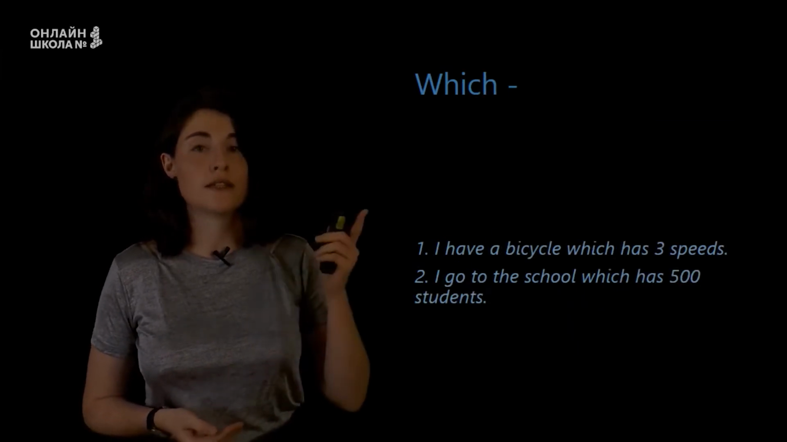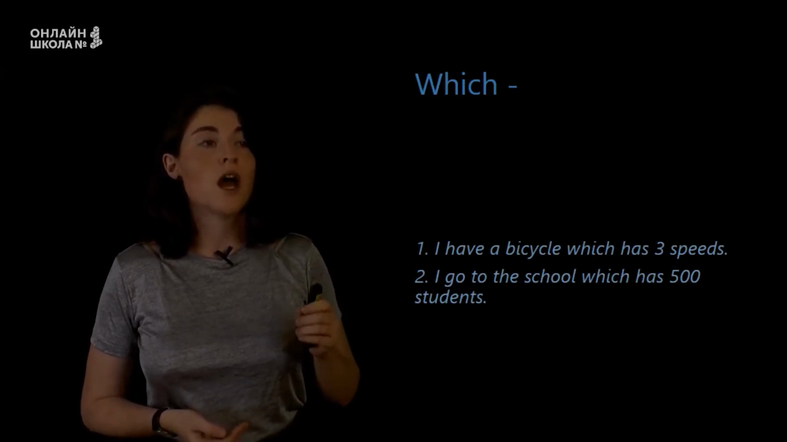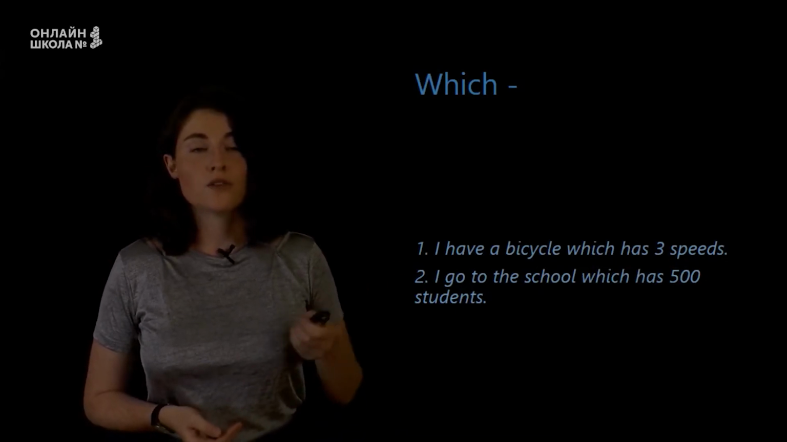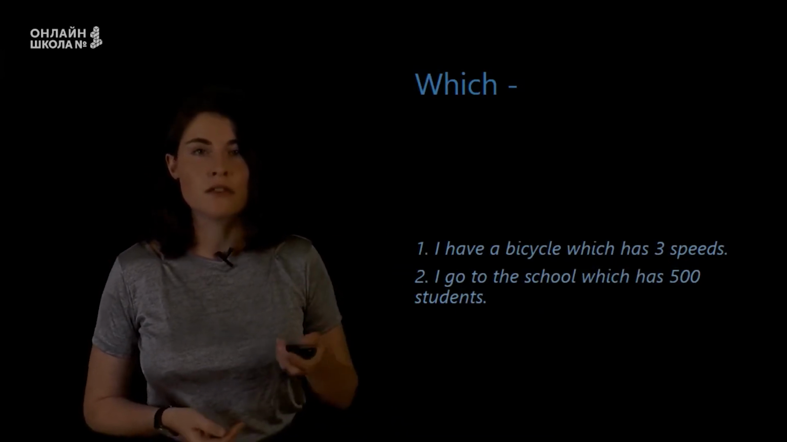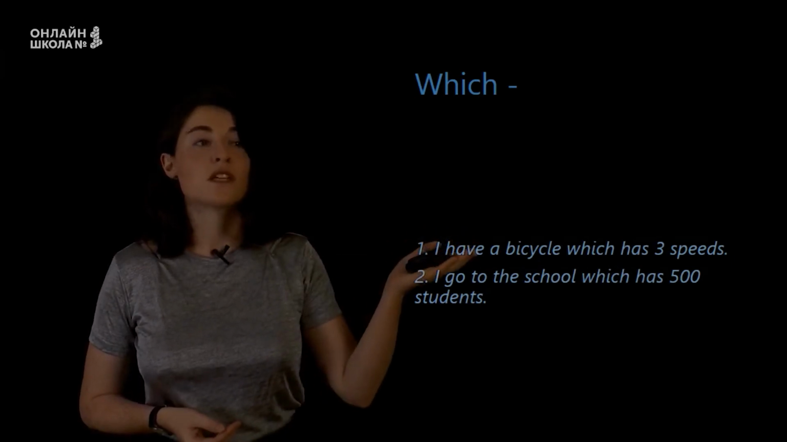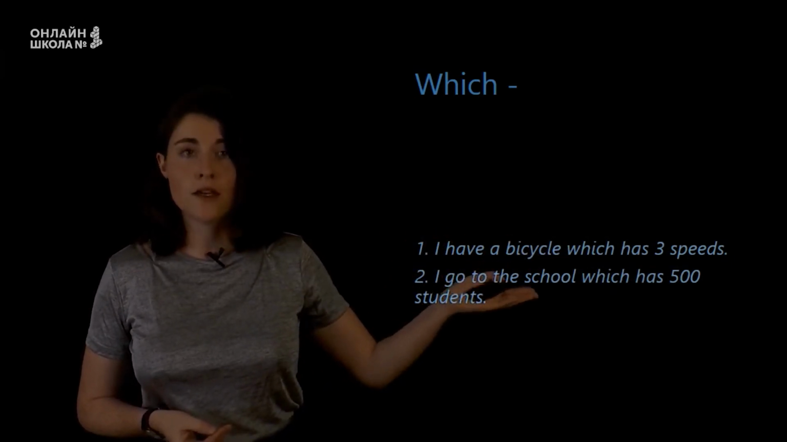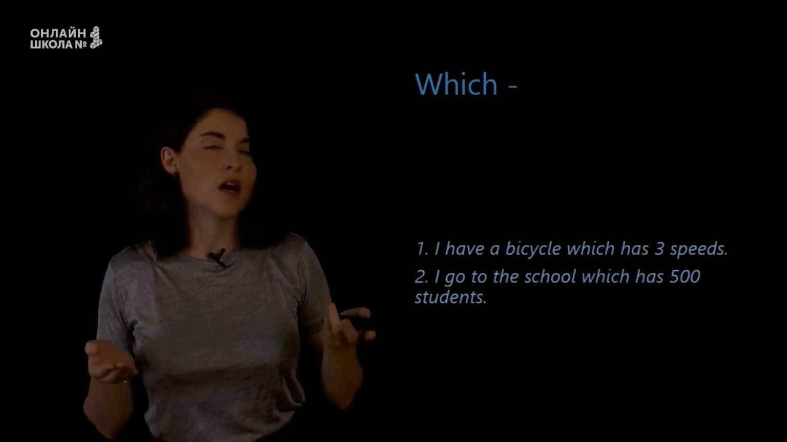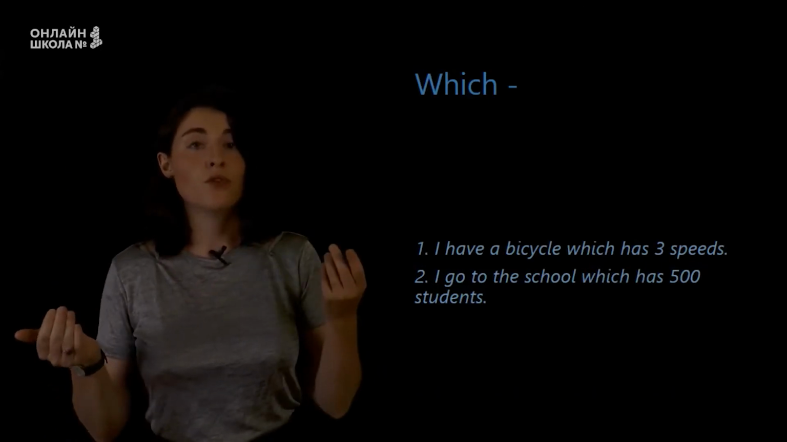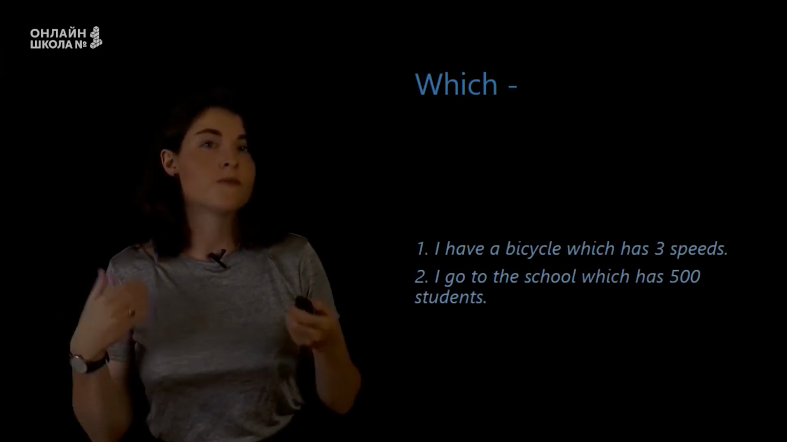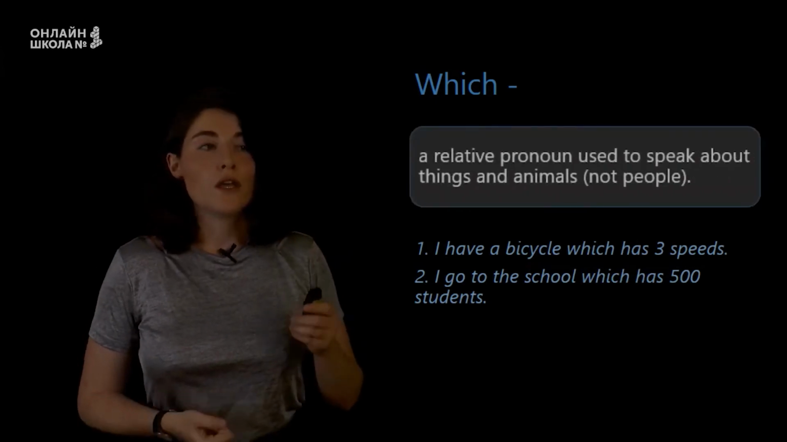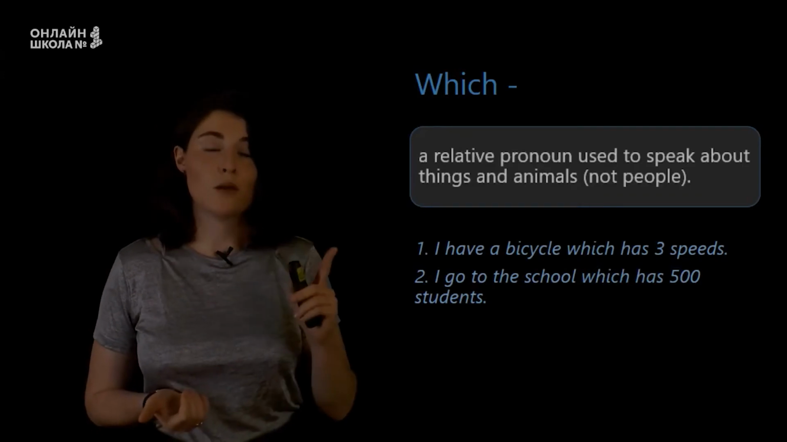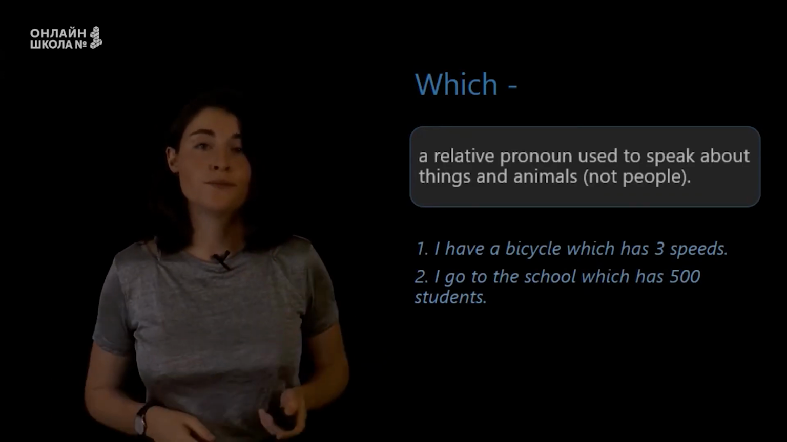Next relative pronoun is which. Let's look at the examples. I have a bicycle which has 3 speeds, and I go to the school which has 300 students. So, in the first sentence we are speaking about a bicycle, and in the second sentence we are speaking about a school. What do these words have in common? So, a school and a book, they're both things, вещи. So, we use which when we speak about things or animals, but not people.